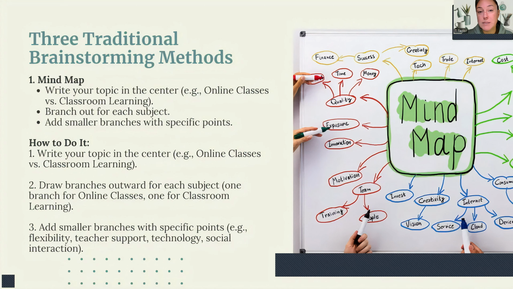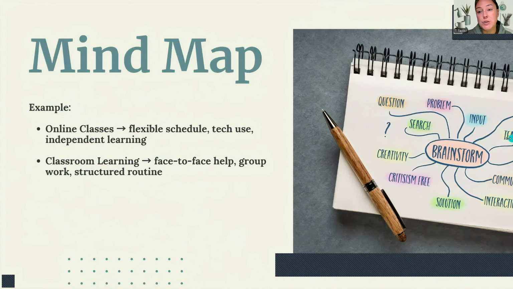So you just write your topic in the center, those are subjects, and you draw branches outward for each, connecting outwards all of the related ideas, thoughts, and information you know. And you add smaller points out of those branches for more specific points that you want to include and that you know and understand. So for the mind map, there's an image here on the right to show you an example of what a mind map looks like.